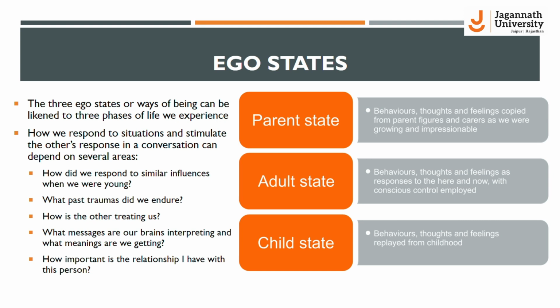First is the child state, in which the behaviors, thoughts, and feelings are replayed from childhood. Adult state is behaviors, thoughts, and feelings as responses to the here and now, with conscious control employed. And parent state is behaviors, thoughts, and feelings copied from parent figures and caregivers as we were growing and impressionable. So basically, these ego states are developed on the basis of these three phases of our life and our responses to certain situations. The stimulations in conversations depend on these areas.